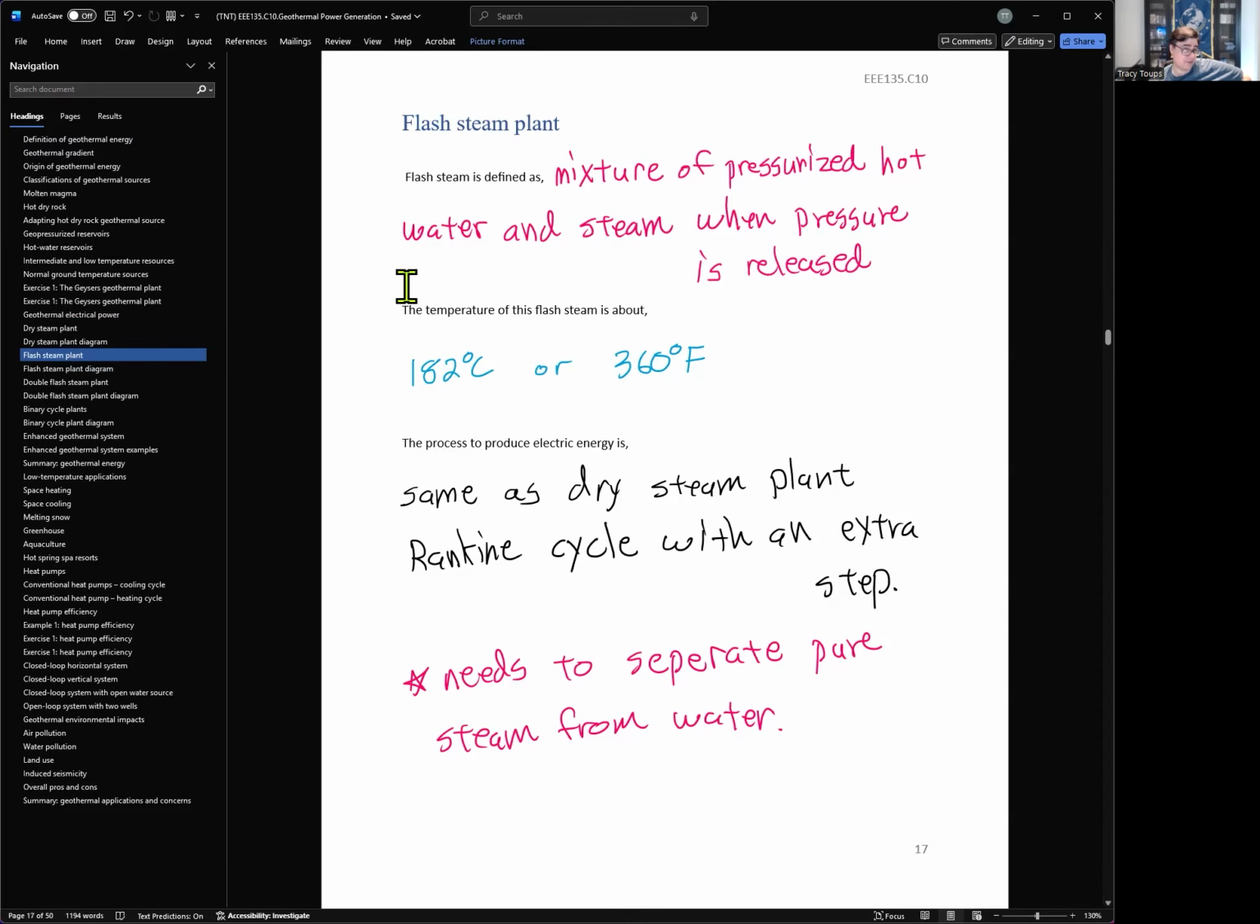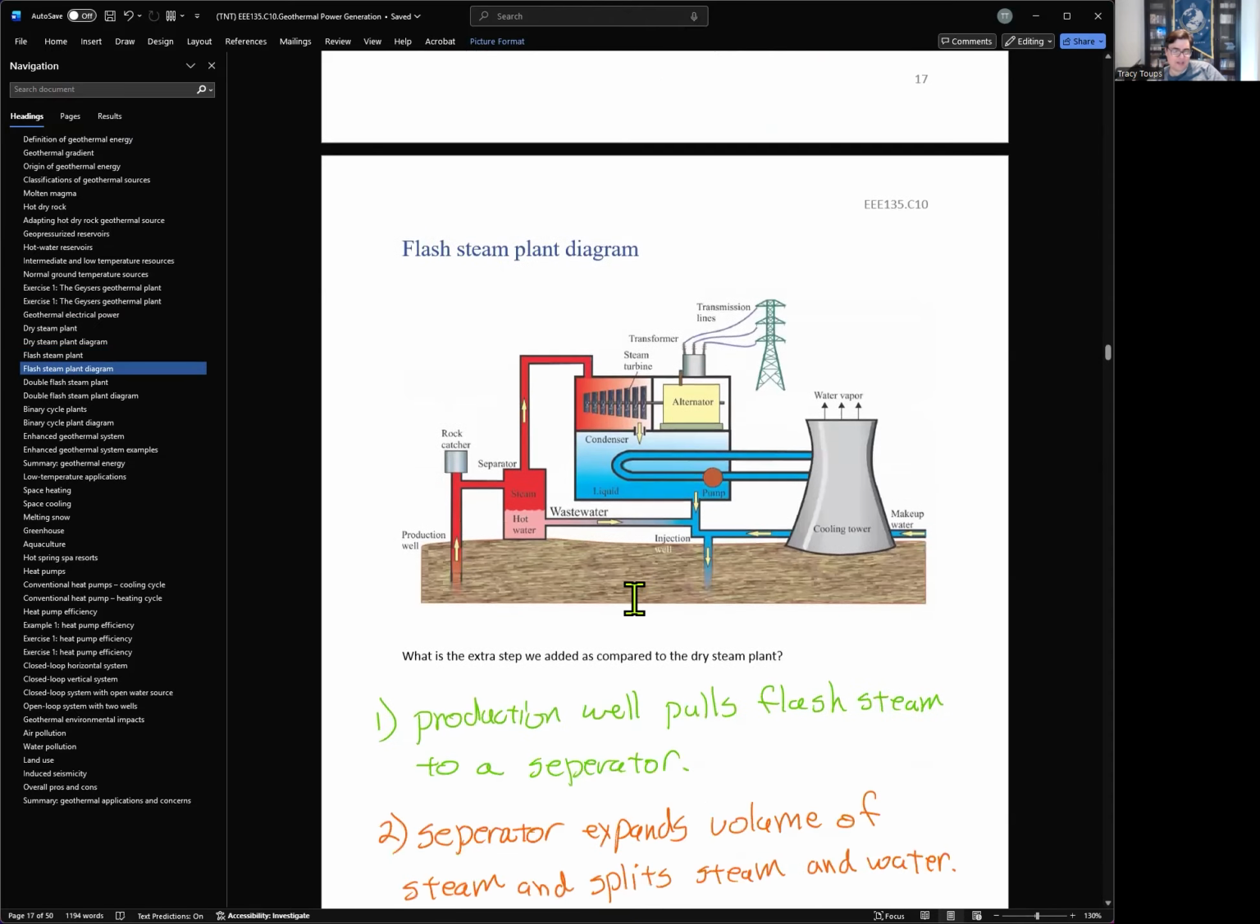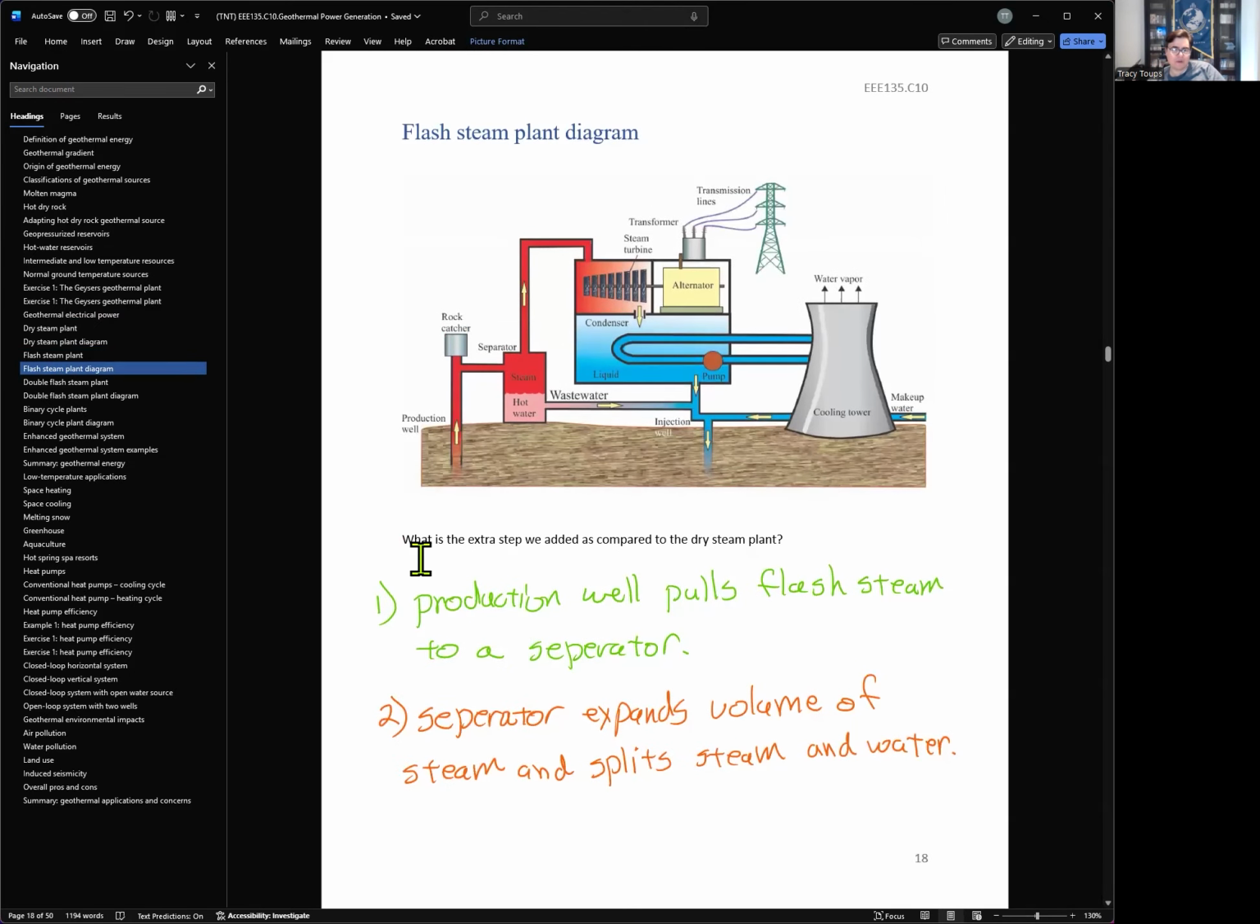Okay? The process to produce electric energy for a flash steam plant is the same as a dry steam plant previously, with a Rankine cycle, except we add an extra step because we are getting very hot, very pressurized water from the geothermal source. We need a step to let it expand into steam before we throw it into the steam turbine. So we need an extra step as a separator. Okay. Here's an image to show you the extra step we added.